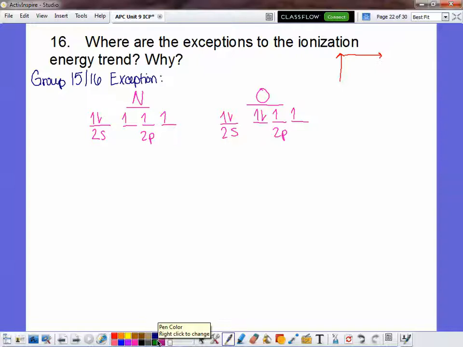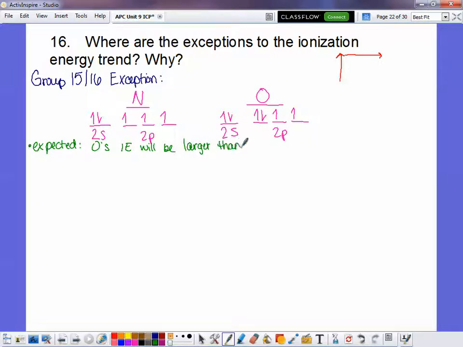The expectation is that oxygen's ionization energy will be larger than nitrogen's ionization energy. Reality is the opposite.